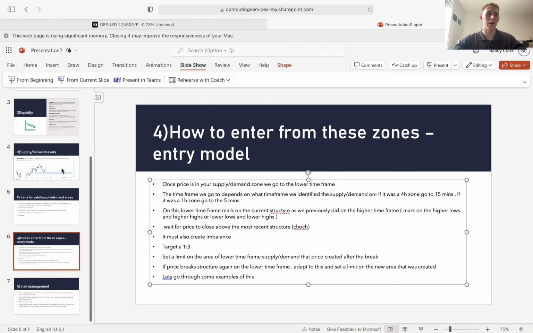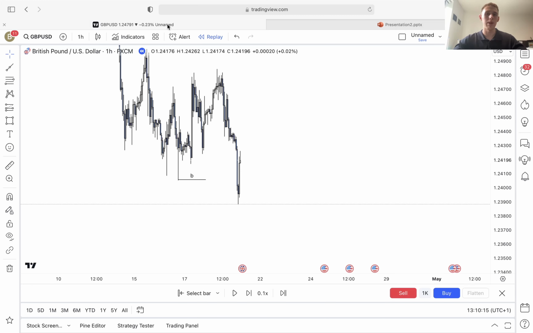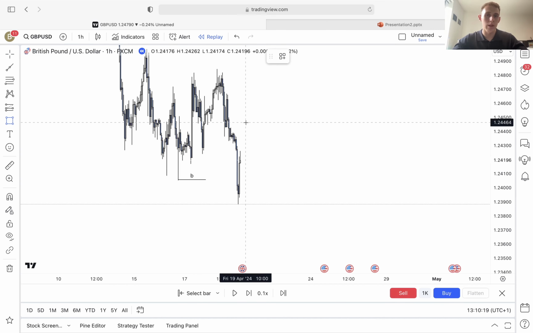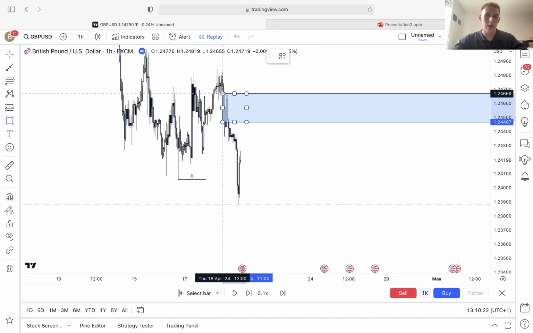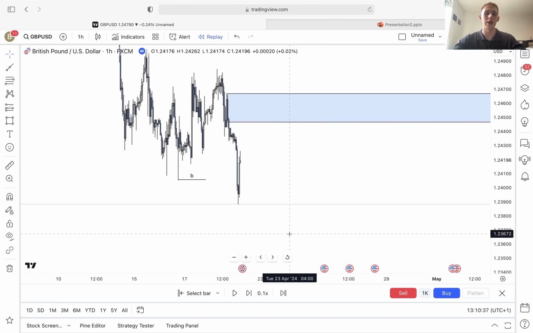And also remember as well, if we go back to here, it must have some liquidity below the area, and it must be within the current leg of the trend. It must also create some imbalance. And this led me to identify this hourly zone just here, drawing it from the low to the high of the candle, which created the imbalance just here. So going through that checklist, we have some liquidity resting below the area, it created imbalance, and it is also within the current leg of the trend.